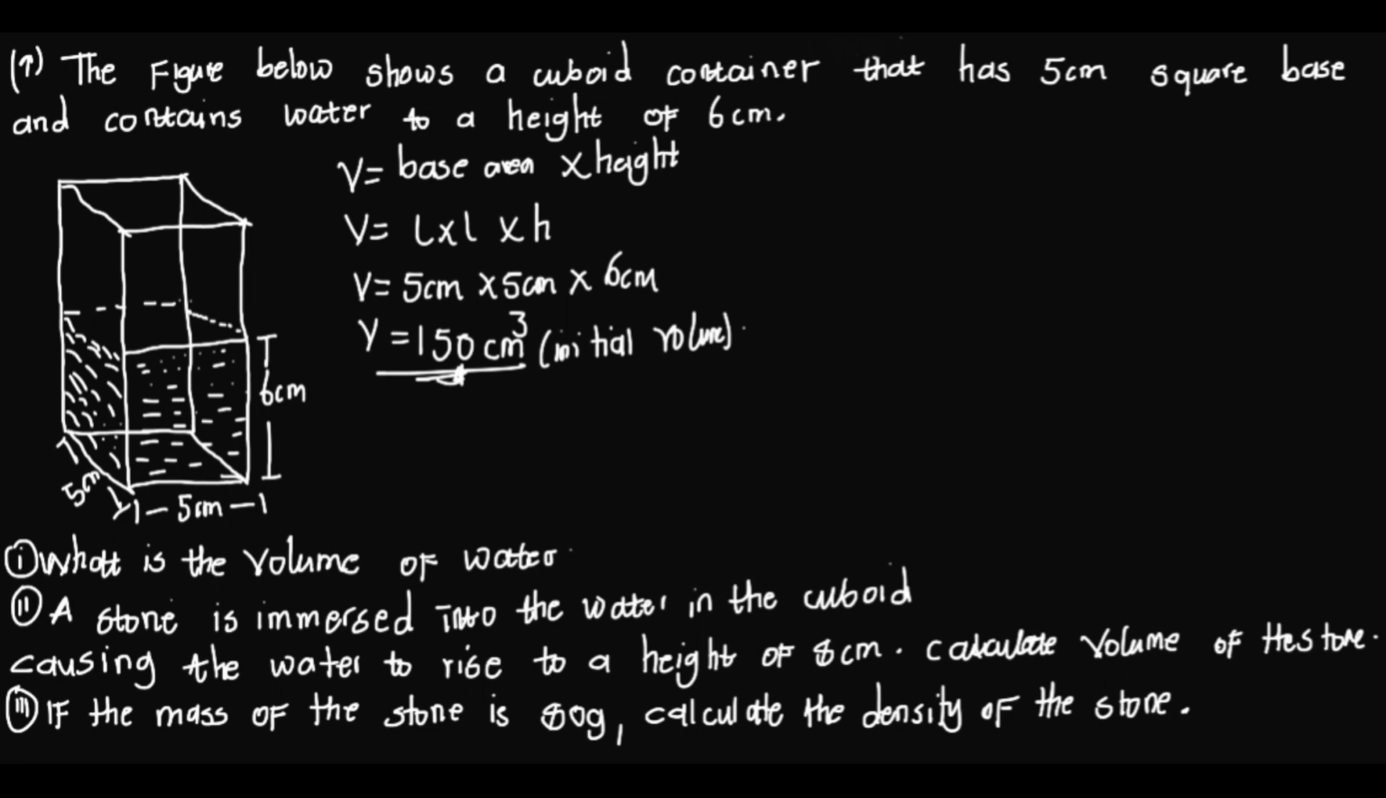Now, for question 2, a stone is immersed into the water in the cuboid, causing the water to rise to a height of 8 centimeters. So from 6 centimeters, the water went to a height of 8 centimeters. The question is now: calculate the volume of the stone. So if you want, we can make another illustration here. Now this time we have a cuboid that contains a stone.